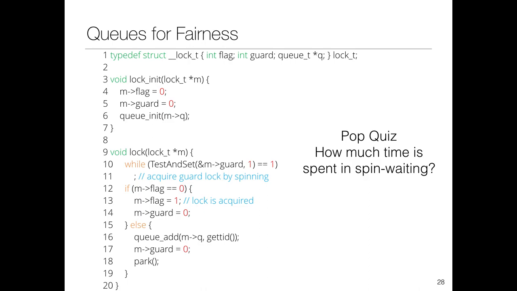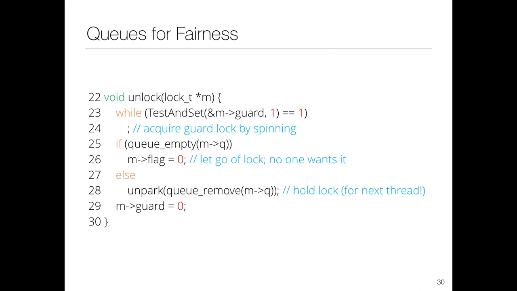And we just discussed that not a lot of time is wasted in spin waiting because there is only a handful of instructions that need to be executed. So in unlock, we do the same thing. We get hold of the guard lock. There are two conditions now. If the queue is empty, we unset the flag because there is no content in the queue. We can easily unset the flag to 0.